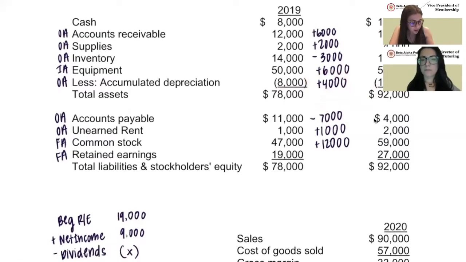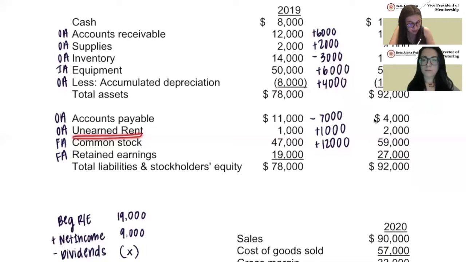Now, accounts payable also has to do with our operations. If we buy supplies and we can't pay for it, we pay it on credit. That has to do with our accounts payable. So that's going to go under our operating activities. It was 11,000 at the beginning of the year and 4,000 at the end of the year, which means it decreased by $7,000 during the year.